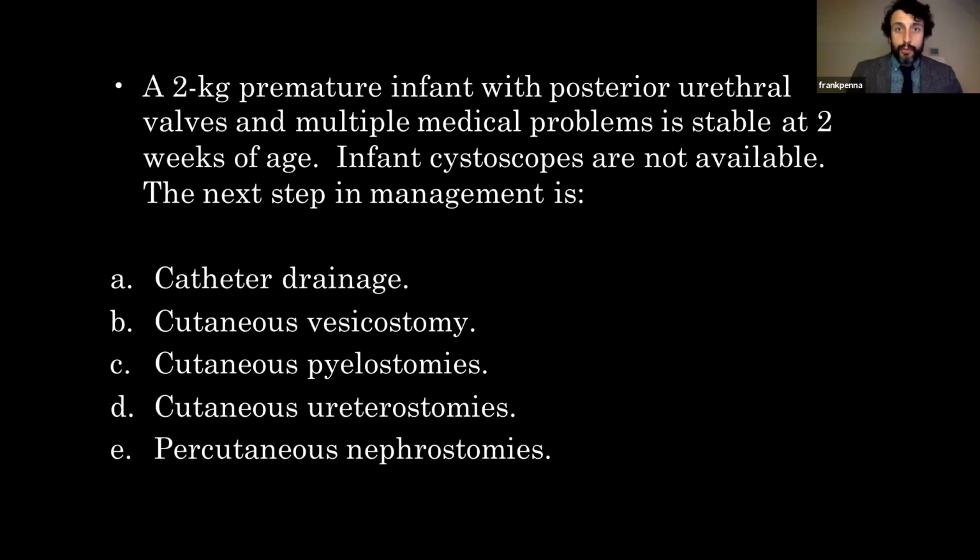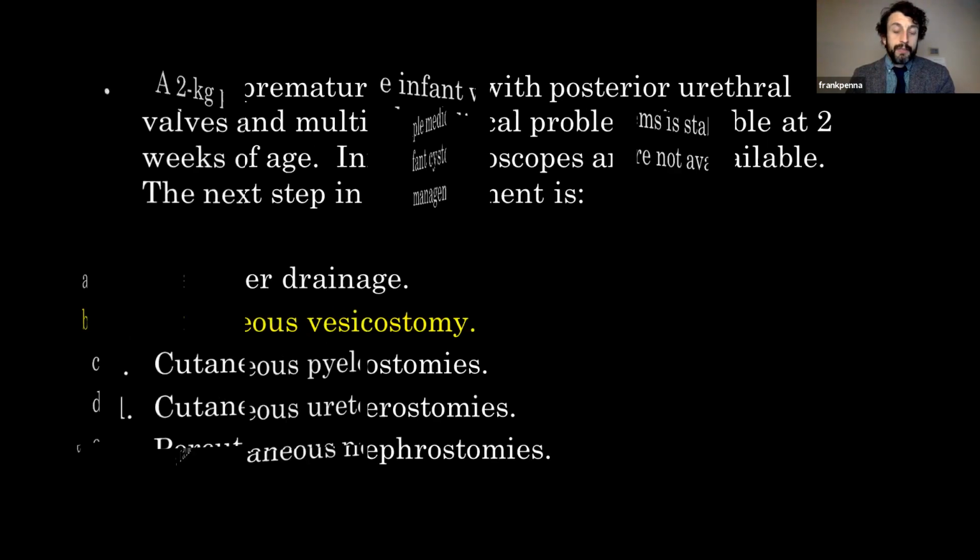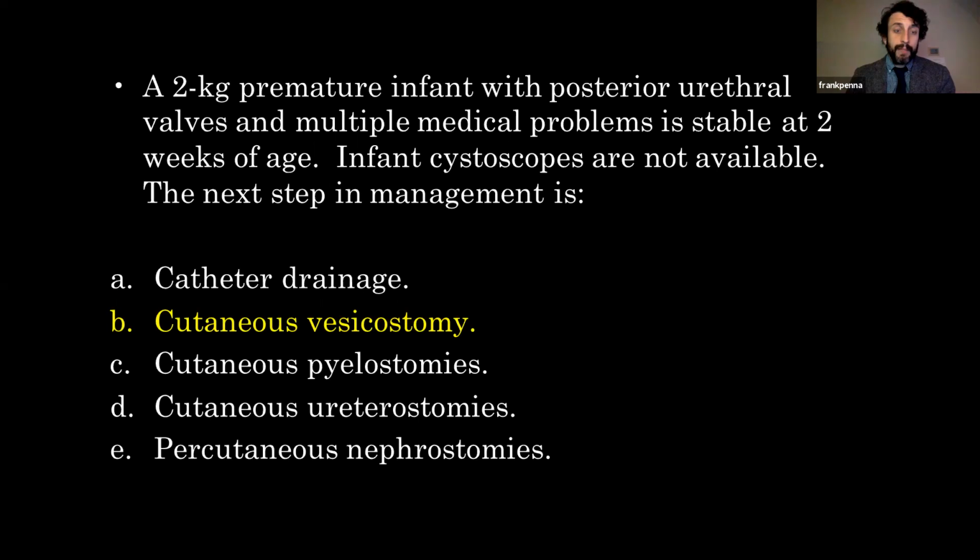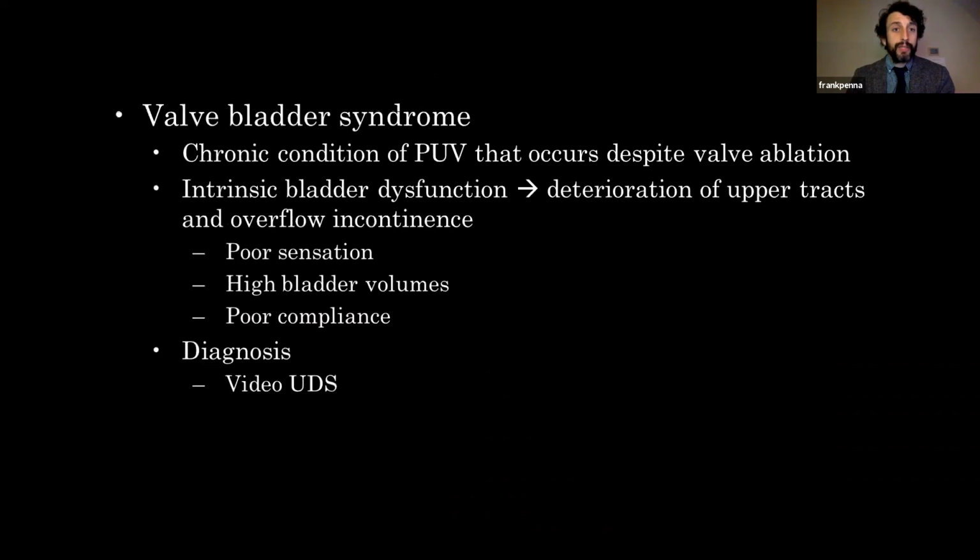A 2-kilogram premature infant with valves and multiple medical problems is stable at 2 weeks of age. We don't have any scopes available. So what do we do for this kid? I mentioned this earlier. It's B. We divert the urine from the bladder through the skin. So we make a cutaneous vesicostomy until the kid gets bigger, or we have scopes available. We have scopes available here, but it's just an option you can do to get the bladder drained. That's all we want to do. We want to relieve that pressure for the kid.